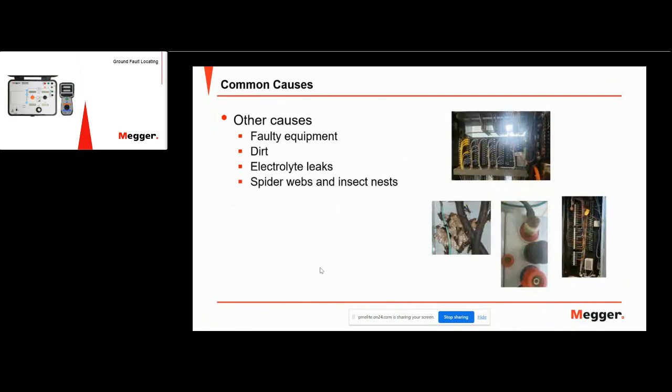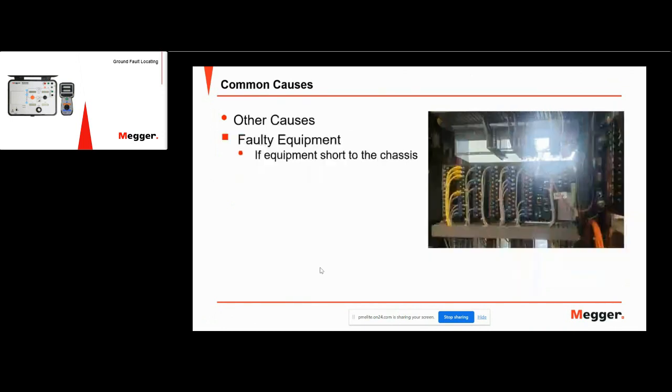Some other causes we see are obviously faulty equipment, dirt, electrolyte leaks, even spider webs and insect nests. When I say faulty equipment, what's happening inside the equipment is something is breaking, some insulation is getting damaged, creating a short to the chassis. Now the chassis is always tied to earth. Why is it tied to earth? Because it's a safety. If the chassis is tied to earth, it doesn't become hot, so you don't get shocked by it. But when you have a failure inside a chassis, that creates a ground fault.